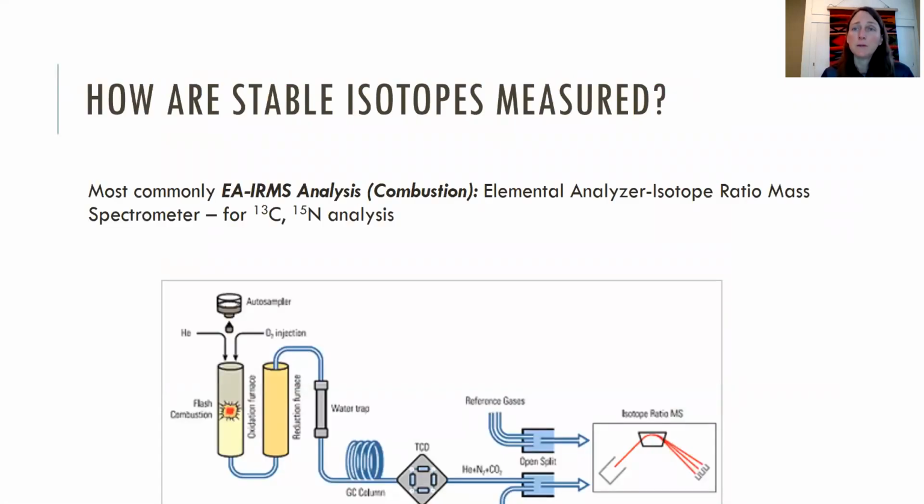We measure the stable isotope concentration of a tissue using elemental analysis. And basically, we don't have one of these instruments at Evergreen, but it's an isotope ratio mass spectrometer. And it's a combustion method where basically it separates out the different isotopes. It's really good for things like carbon-13, nitrogen-15, but also oxygen-18 and hydrogen-2.